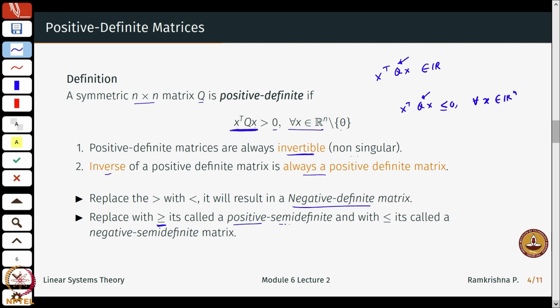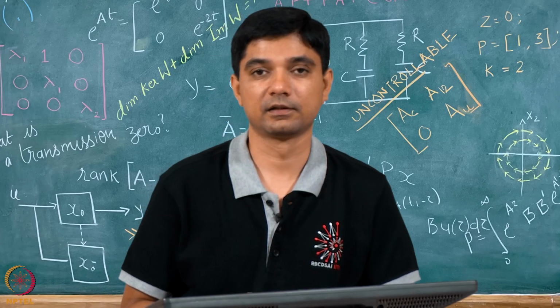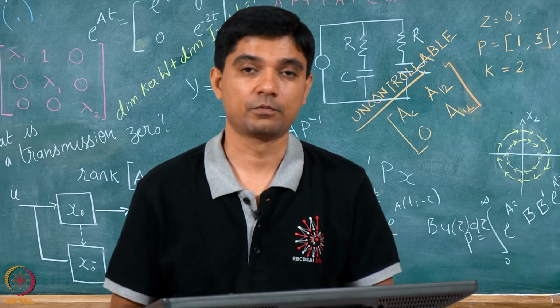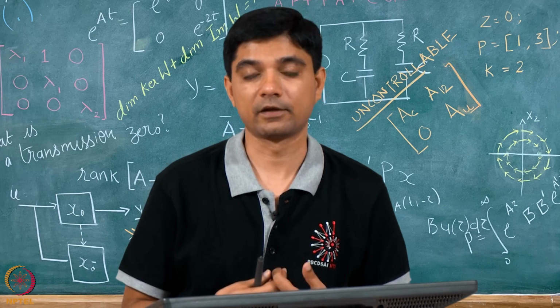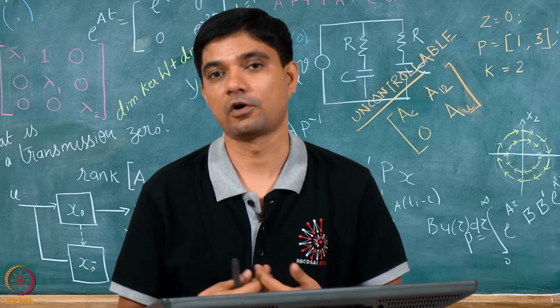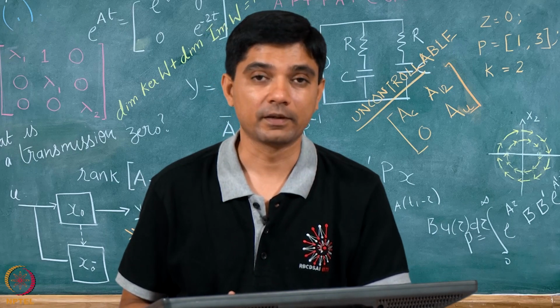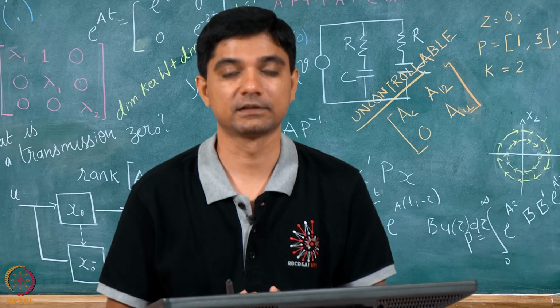Now, how to check computationally if the given Q matrix, a square matrix, is positive definite or not? Okay. I cannot compute x transpose Q x for all x in Rn, that will take me infinitely long, but I will see if there are alternative methods of doing that. So, that is what is in the next slide.